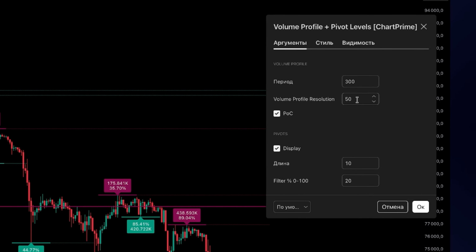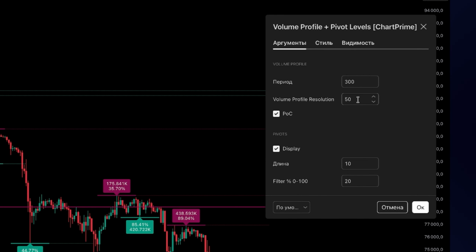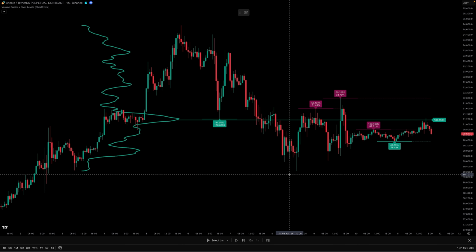By default, it's set to 50. That's enough for good detail. If you want to see a finer structure, you can increase this parameter. Now let's move on to the most important part, the specific entry rules. I'll break down long and short entries step by step.